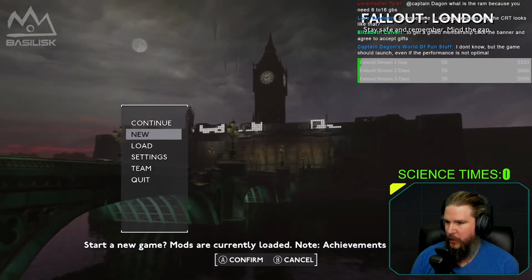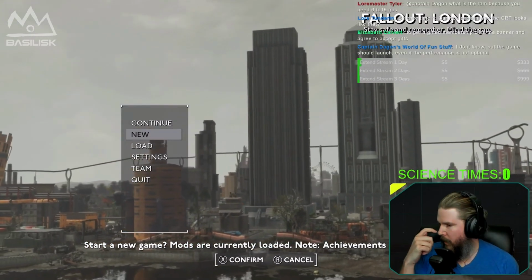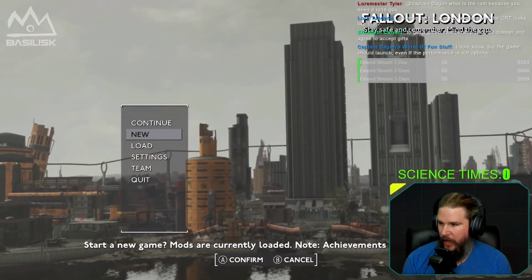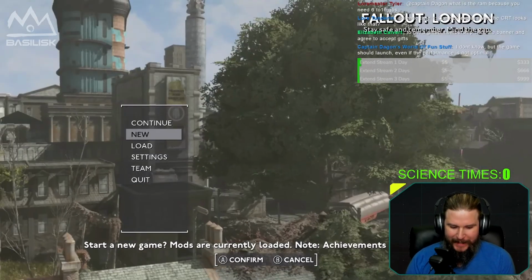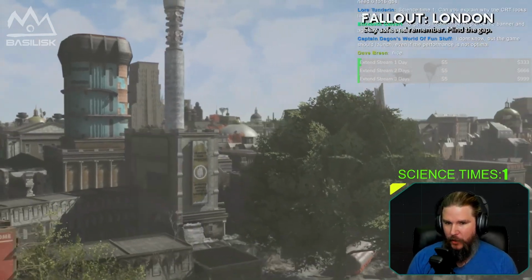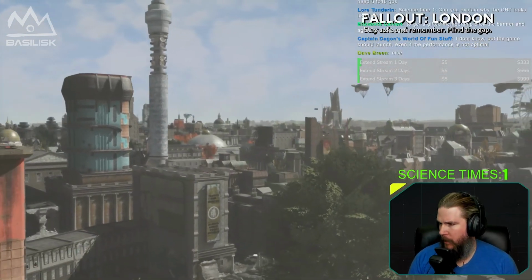Can you explain why the CRT looks like that? CRT, cathode ray tubes, shoot electrons at your screen. And those electrons end up interacting and making pixels and making an image. So if it's all messed up, then something in the ray tube with the magnets and such is probably messed up.